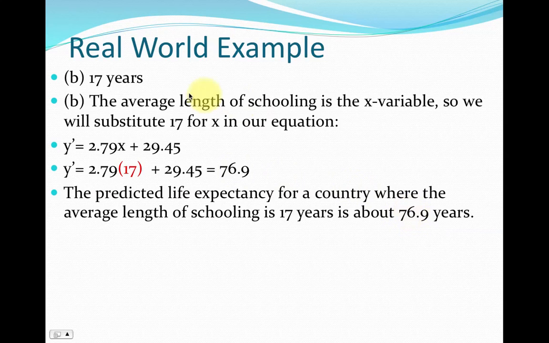So remember our equation, 2.79x plus 29.45. Okay, there's a graphical representation of it as well. It's a line. And when we graph it on our calculator, we should be able to see what it looks like alongside our scatter diagram.